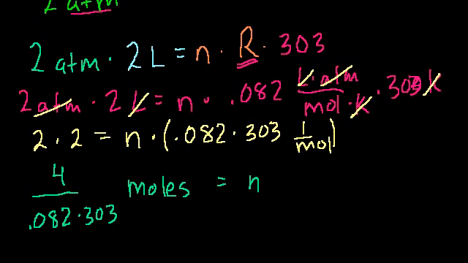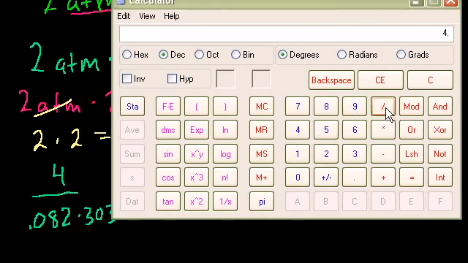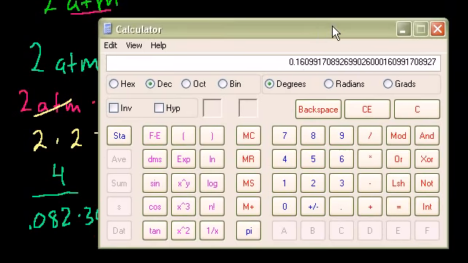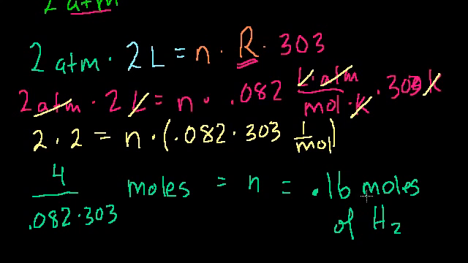And so we just have to get the calculator out and figure out how many moles we're dealing with. So we have 4 divided by 0.082 divided by 303 is equal to 0.16. If we wanted more digits, 0.161, but we'll just round. So this is equal to 0.16 moles of H2. And this is actually telling us the exact number of hydrogen molecules. If you wanted a number in the traditional sense, you would just multiply this times 6.02 times 10 to the 23.